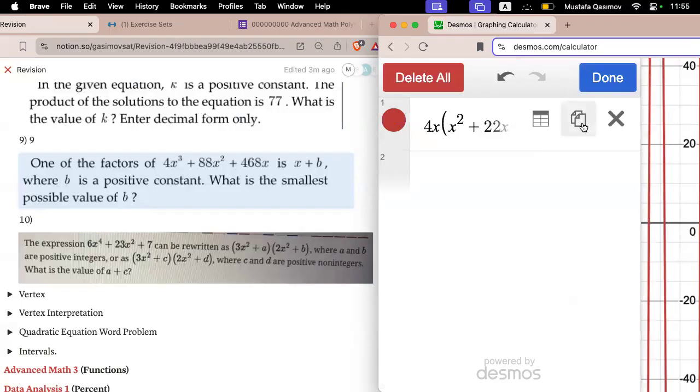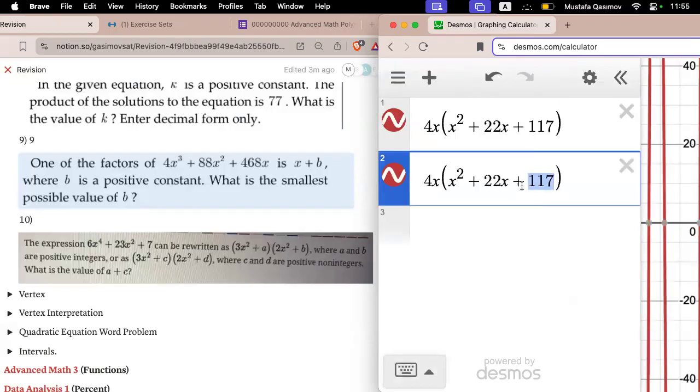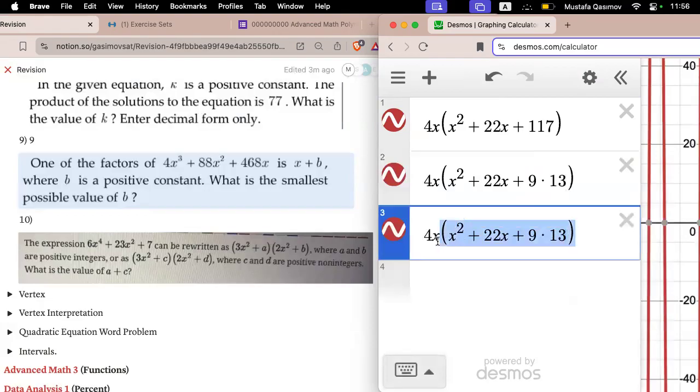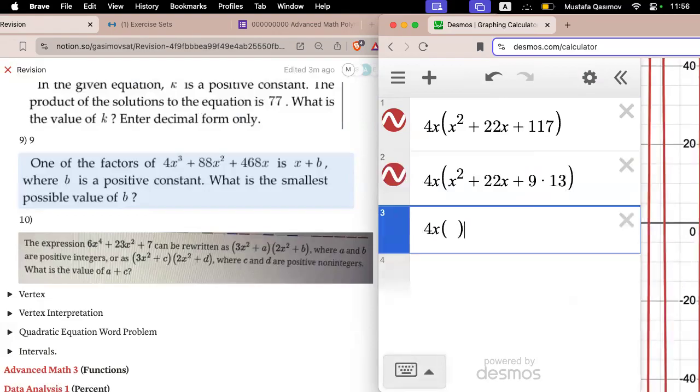I mean, what are the factors of 117? It is divisible by 9, right? So it is 9 multiplied by 13. And you can see that 22 is also the sum of 9 and 13, so we can write it like this: x plus 9 and x plus 13. What's the smallest possible value of b? It is 9, right?